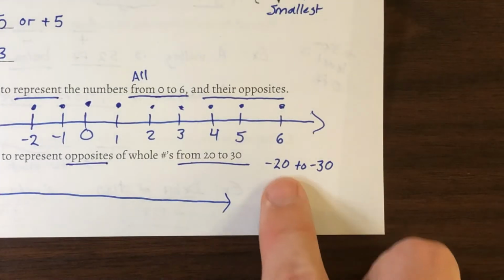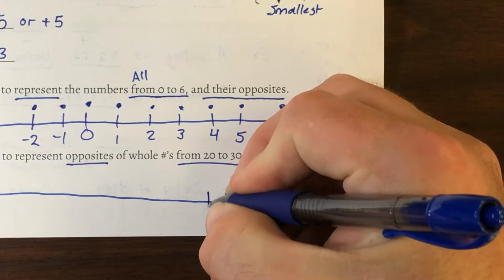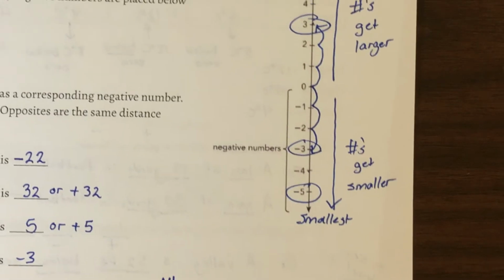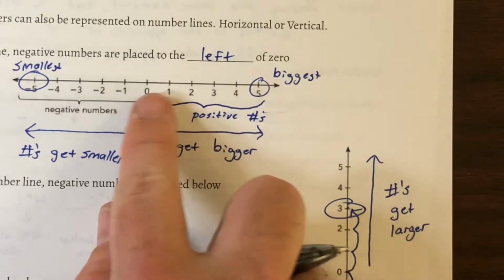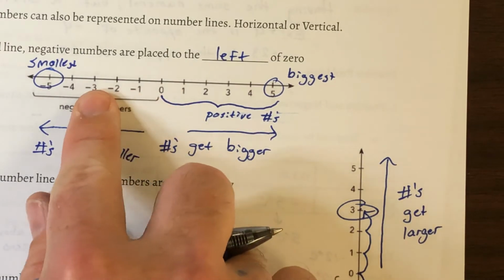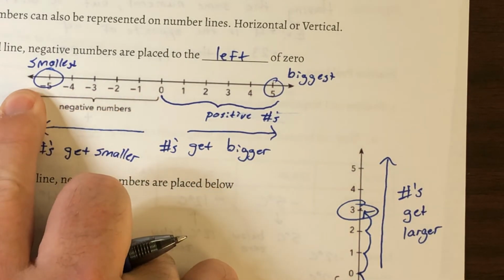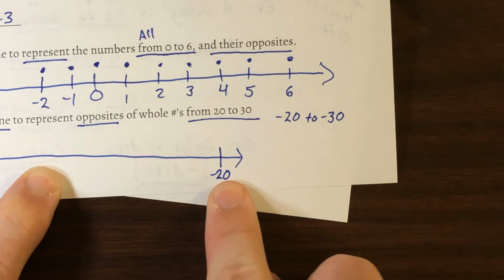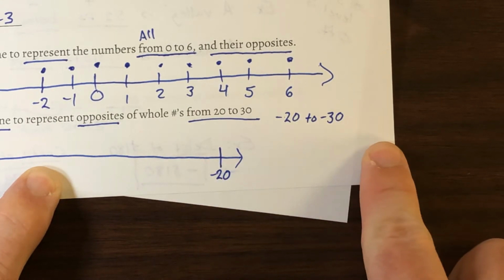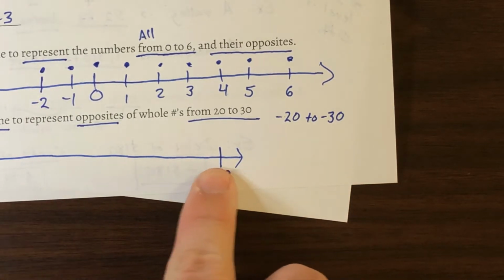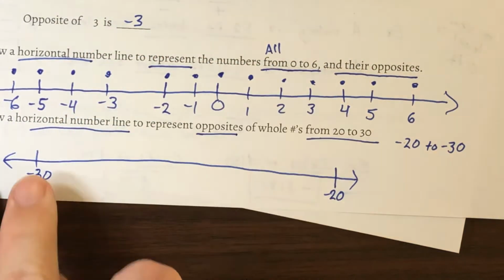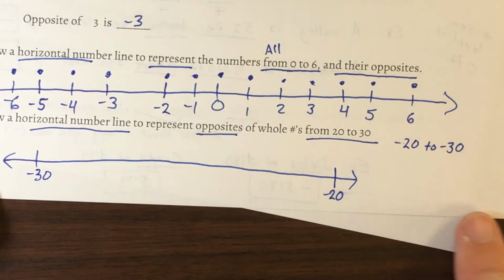So if I'm looking at negative 20 and negative 30, and I want to know which one is the biggest, I might think it's negative 30. However, which one's closer to 0? Well, if I did negative 1, negative 2, negative 3, negative 4, negative 5, I'm going to get to negative 20 first. So negative 20 is the closest to 0. It's 20 away from 0 if I kept on going in the right direction. Negative 30 is over here on the left. It's 30 away from 0 if I kept on going.